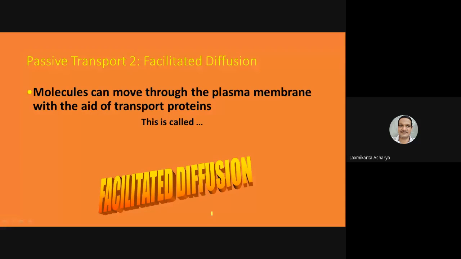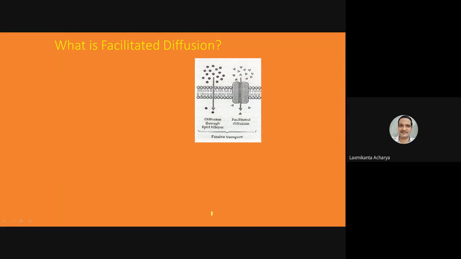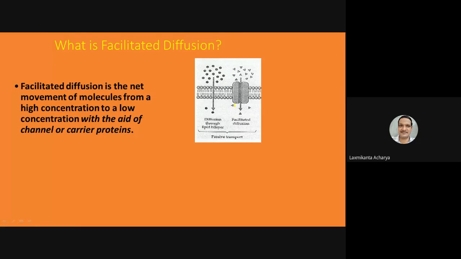When a protein is helping in this process, we call it facilitated diffusion. You see here, this is normal diffusion, and here this is facilitated diffusion. When the size of the molecule is larger and the rate of diffusion is faster, that can happen through the facilitated diffusion process. The same thing happens on the basis of the concentration gradient. Molecules move from higher concentration to lower concentration with the aid of a channel protein or carrier protein.